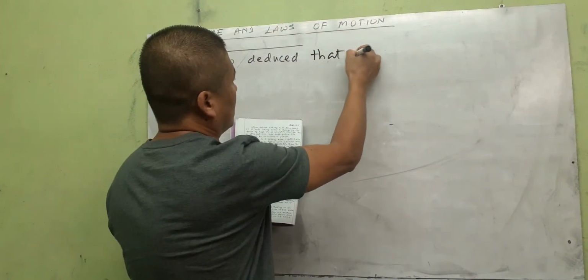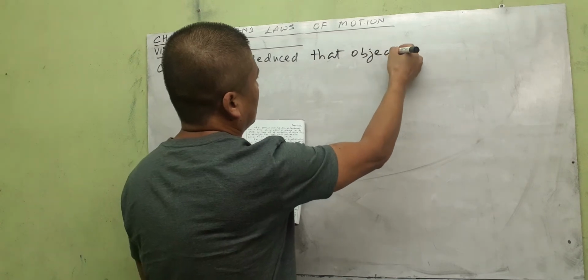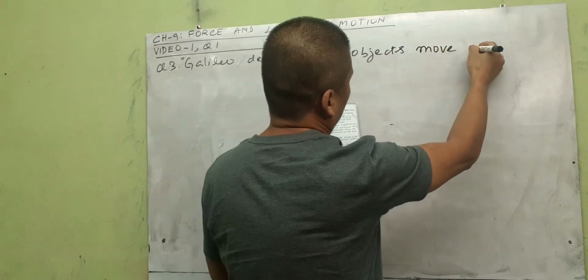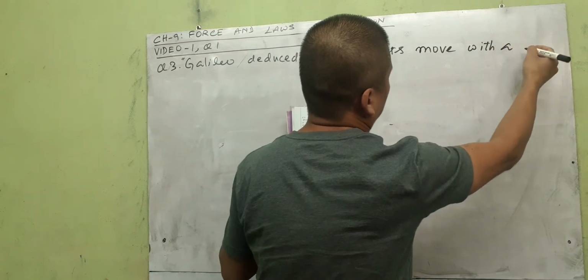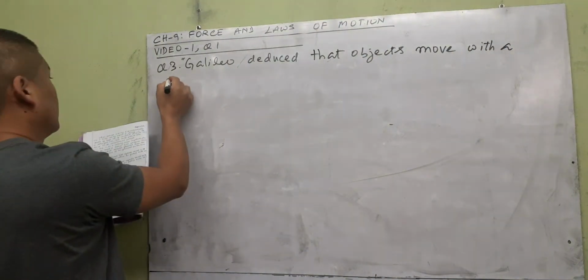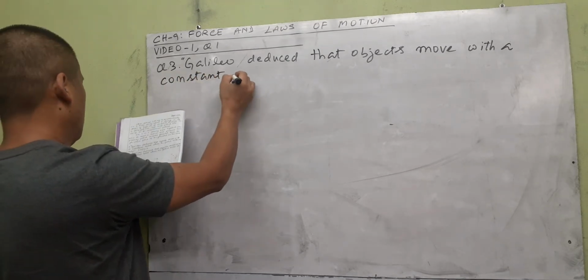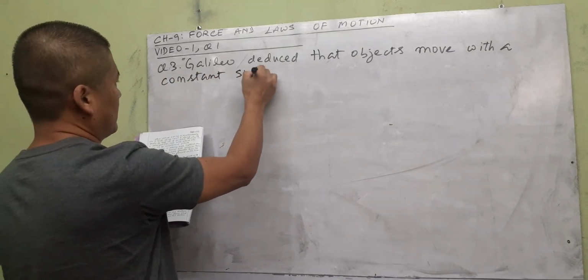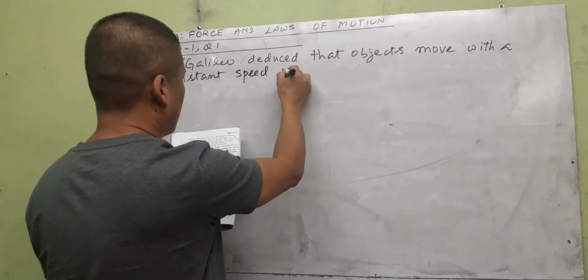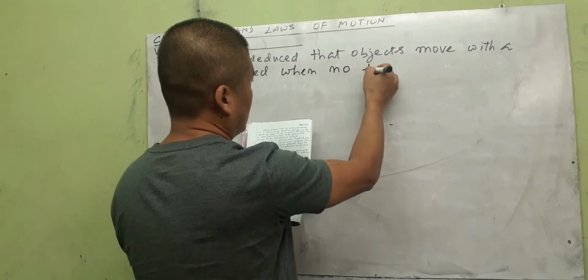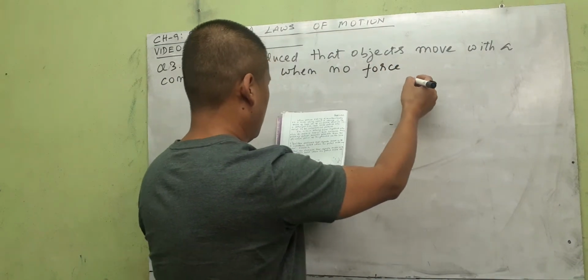That objects move with a constant speed, means same speed, unchanging speed, when no force acts on them.